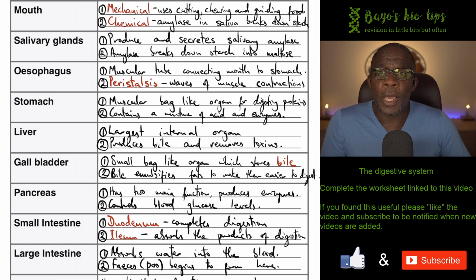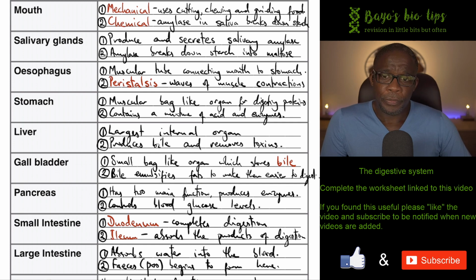Okay, so that was the mouth, and we talked about the salivary glands. Let's have a look at the esophagus. The esophagus is a muscular tube, as I said earlier when we labeled the diagram, connecting the mouth to the stomach. It is made up of muscle, and it uses waves of muscle contractions called peristalsis to actually move the chewed up food from the mouth to the stomach. It doesn't just fall down into the stomach, it's moved down in gentle waves of muscle contraction.